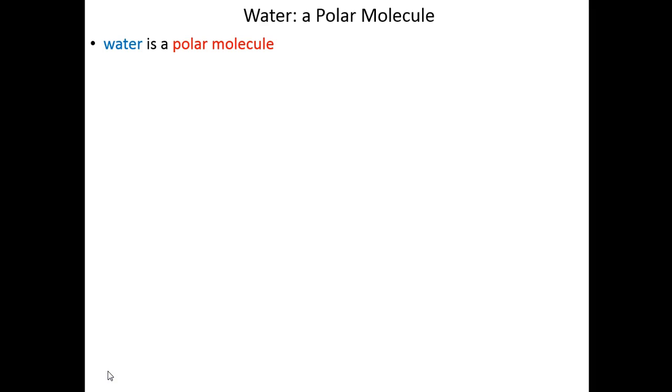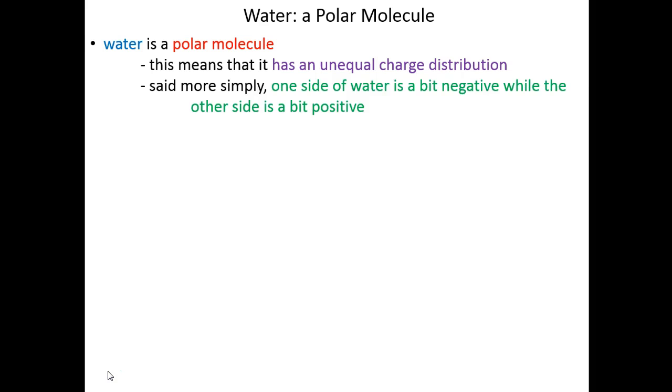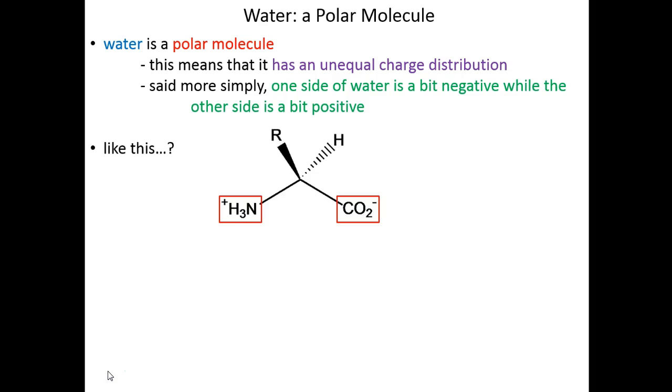So again, water is a polar molecule. It has 2 different ends. Well, let's give that a little bit more meat. What we really mean by 2 different ends is that we have 2 different charges. Water as a molecule has an unequal charge distribution. If we were to say that more simply, we would say that one side of water is a little bit positively charged, and the other side of water is a little bit negatively charged.